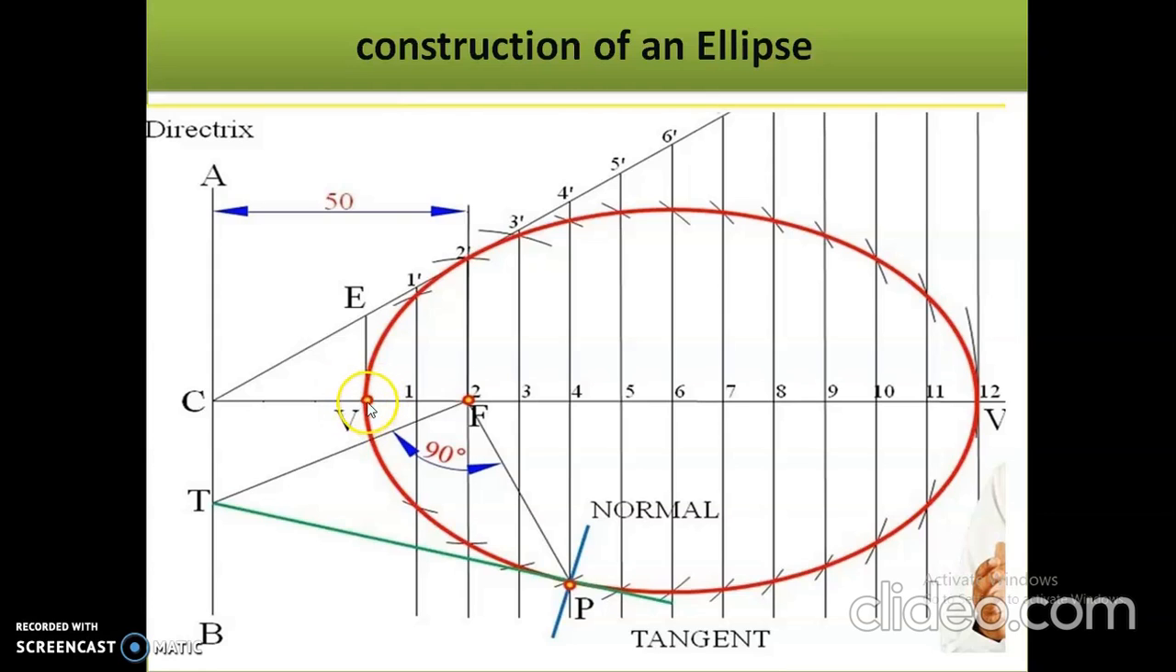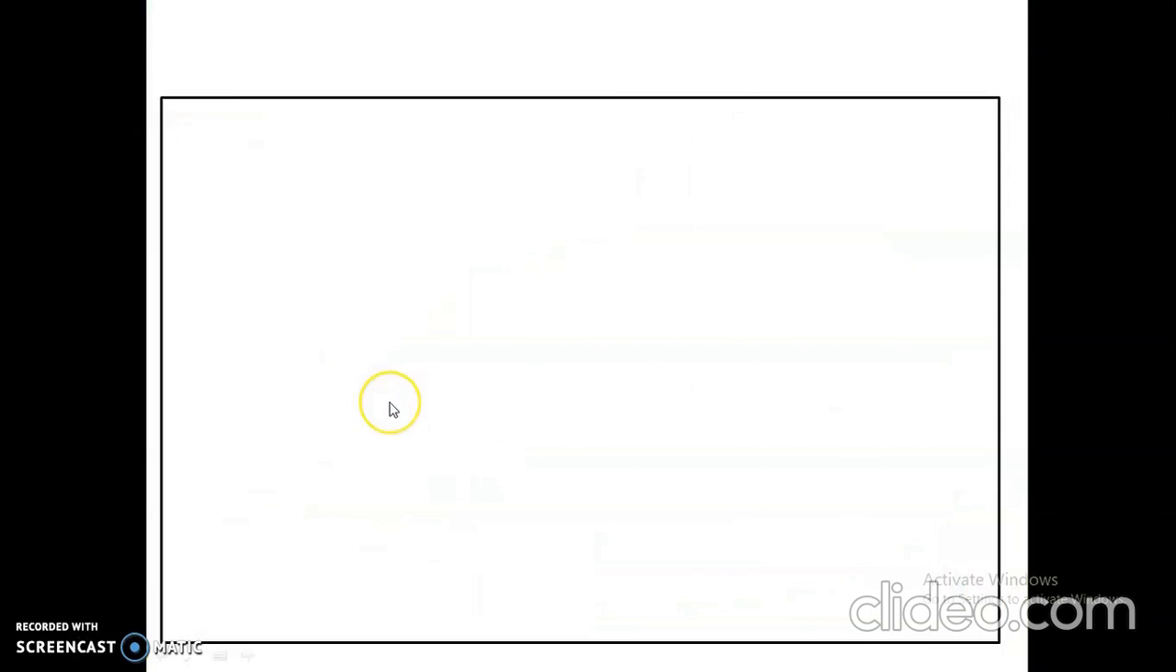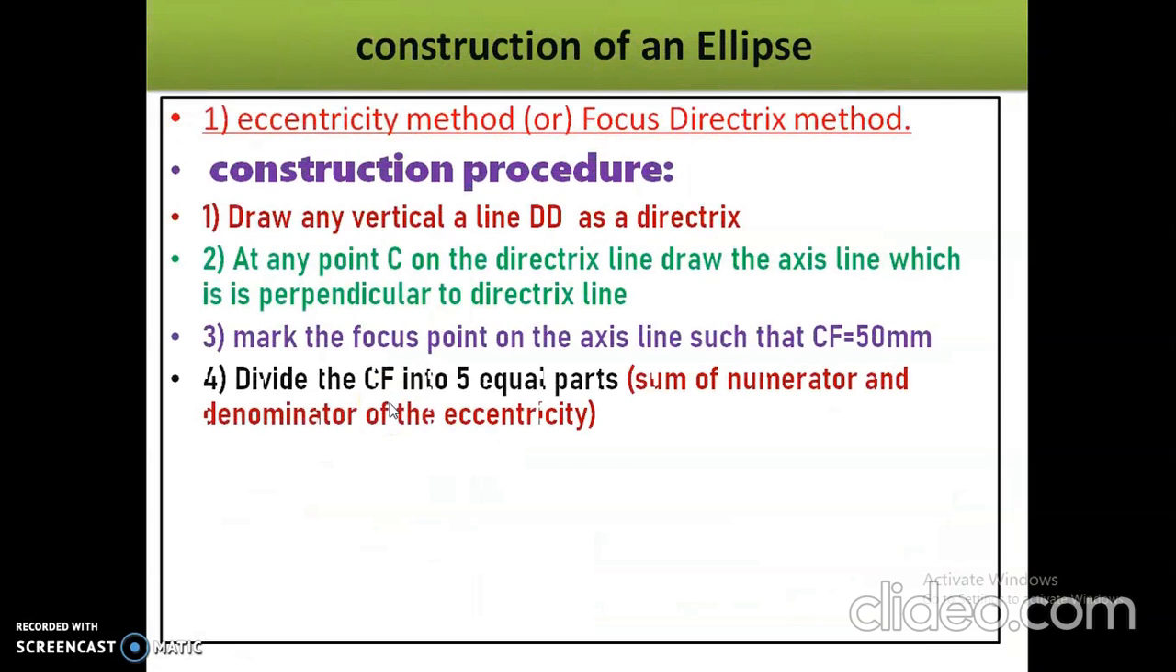How can we define the vertex point? The point where the conic cuts its axis is called the vertex point. So this is the vertex point. Where do we mark it? At point 3: from this, 0, 1, 2, and this is 3. At point 3 we mark the vertex point V. This is our fifth point.